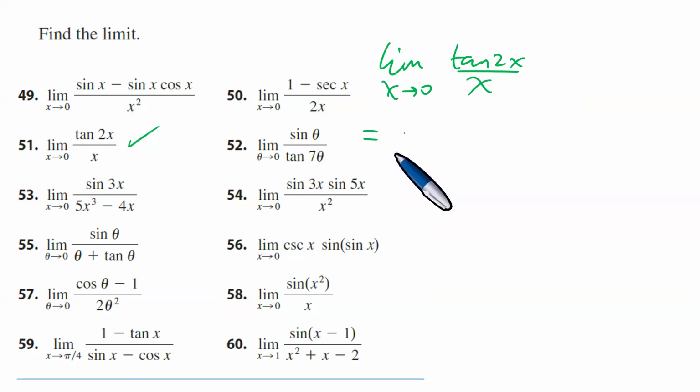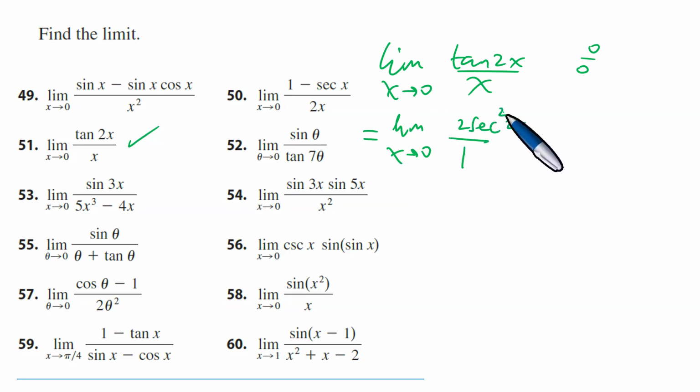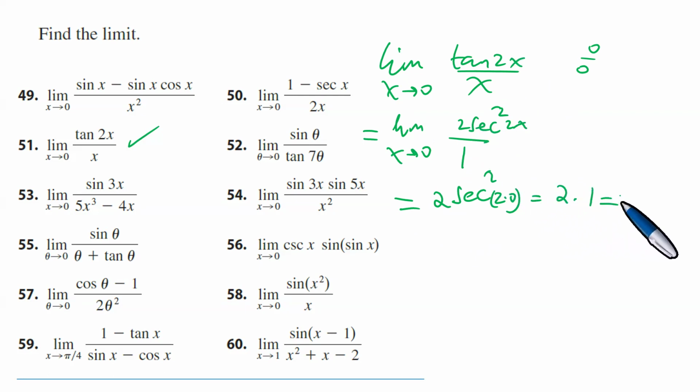So now obviously at this point we substitute 0 in the denominator. It's going to be 0 at the top and 0 at the bottom. So this is the limit of 2 secant squared, because the derivative of tangent 2x is 2 secant squared, and therefore it is 2 secant squared of 2 times 0. I'm using L'Hopital's rule here: differentiate the top and the bottom independently, and the answer becomes 2 over 1, which is 2. So the result is 2 here.